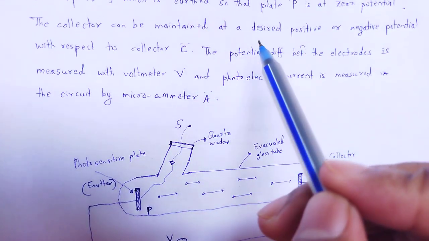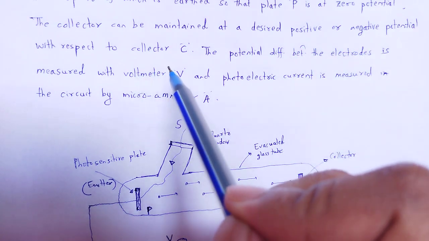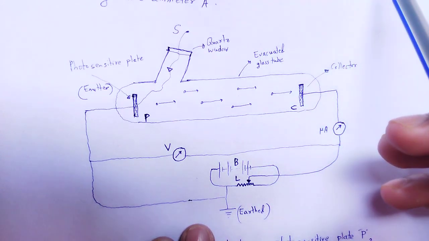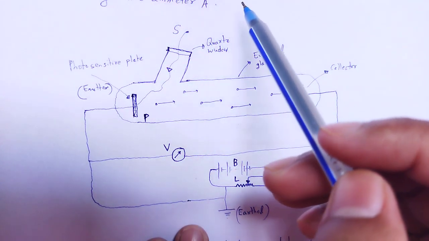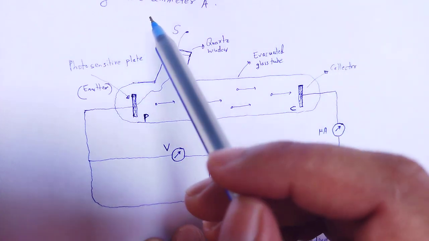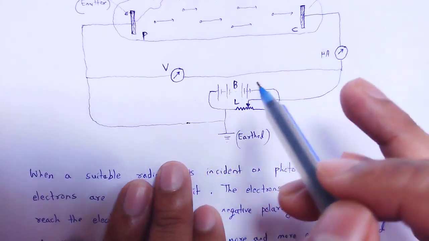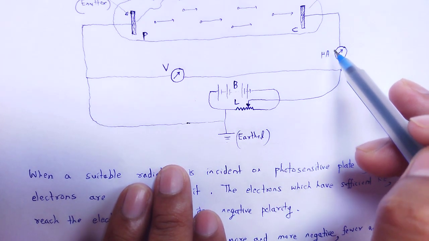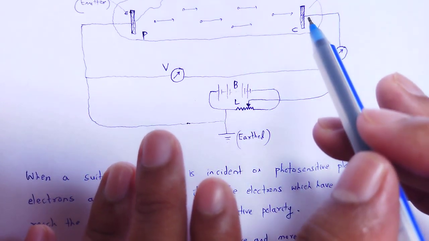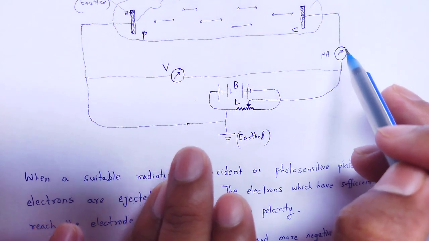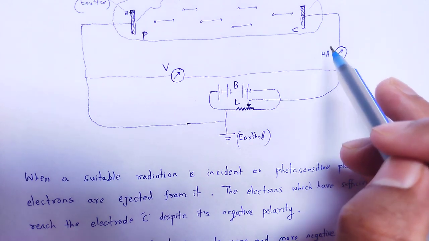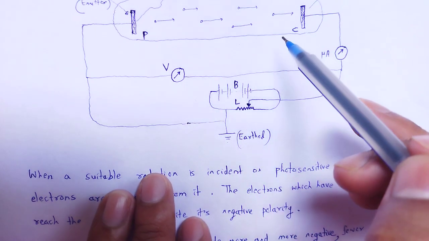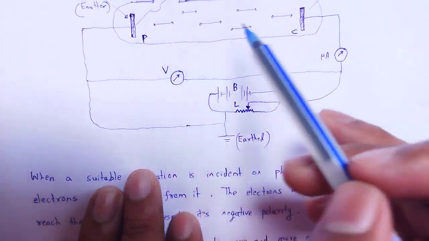The collector can be maintained at a desired positive or negative potential with respect to the plate P. The potential difference between the electrodes is measured with the help of a voltmeter, and photoelectric current is measured in the circuit by a microammeter, which detects the current. In the photoelectric phenomenon, the current produced is minimal. That is why we use a microammeter. Next, a voltmeter is connected in order to calculate the potential difference between these two electrodes.